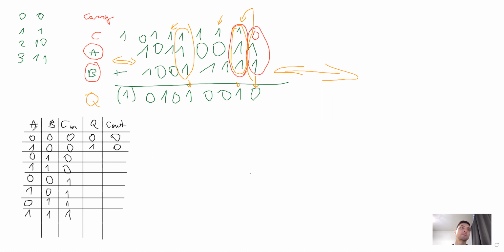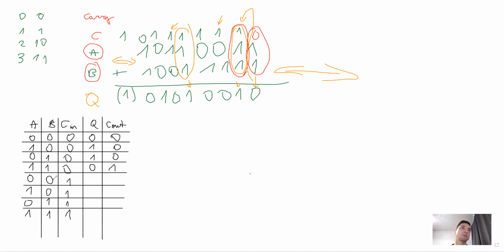If we add 0 plus 1 plus 0, the result is also 1, and carry for the next position is 0. We don't have overflow. Next, what happens if we add 1 plus 1 plus 0? So 1 plus 1 is 10, right? So the Q is 0, but the carry for the next position is 1, right? Do we have such situation here? Here, 1 plus 1 plus 0, we got 0, and the carry for next position was 1.